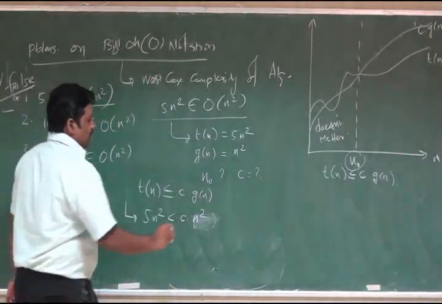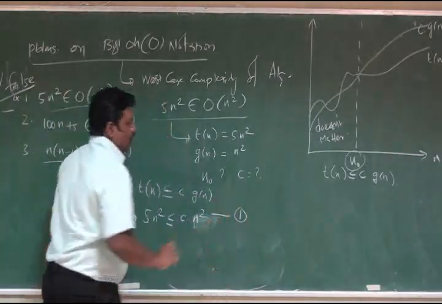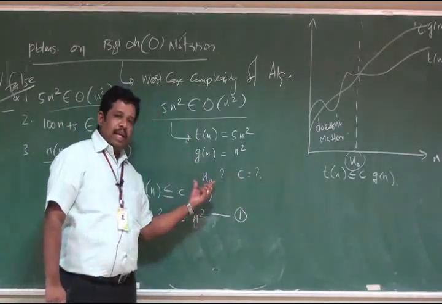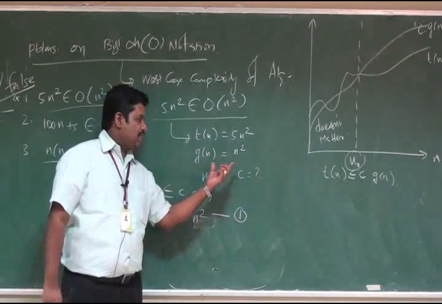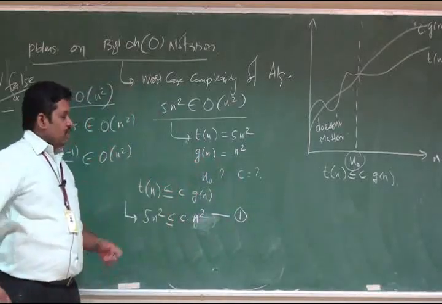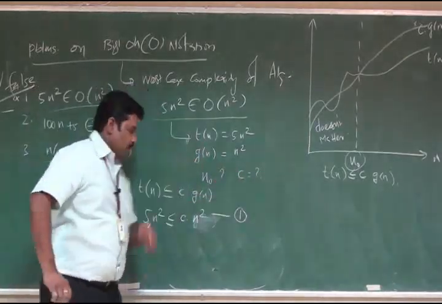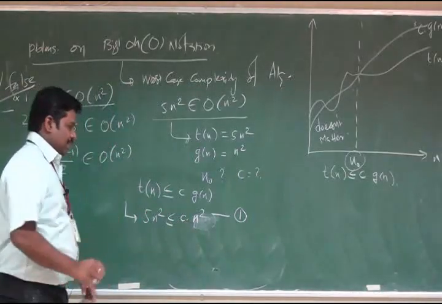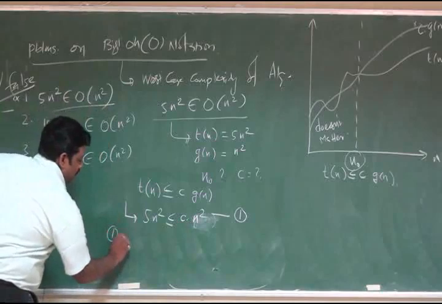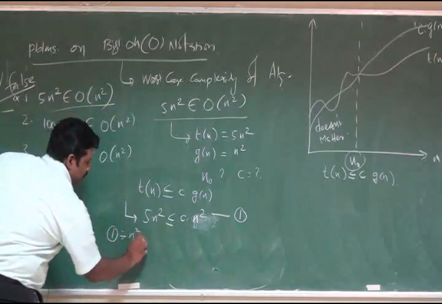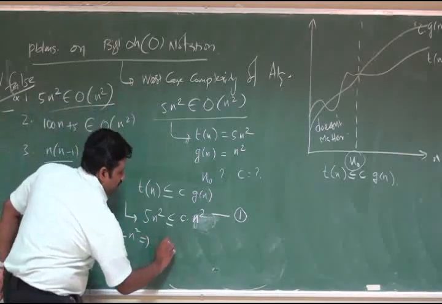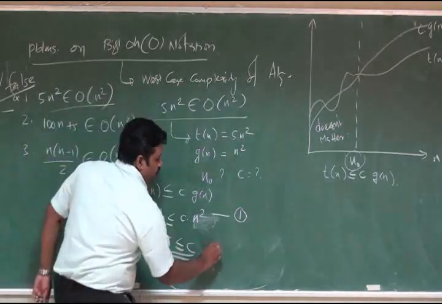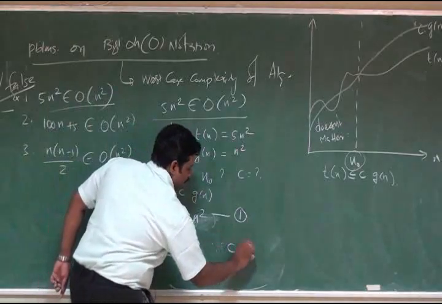Okay, so make this expression as 1. You are supposed to determine the constant value and the n naught value at which the given expression is true. So first let me determine the constant value. Make this expression into an equivalent C equation, thereby divide equation number 1 by n square. It is written as 5 less than or equivalent to C. So therefore the value of C will be 5.